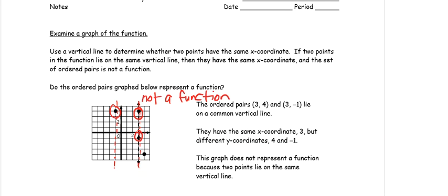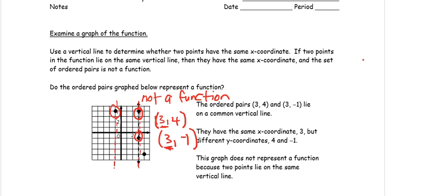And the meaning for that is this point over here is 1, 2, 3, 1, 2, 3, 4. That is 3, 4. And this point down here is 3, negative 1. And you cannot have repeating x values. That's what makes it not a function. All you need is one line to fail.